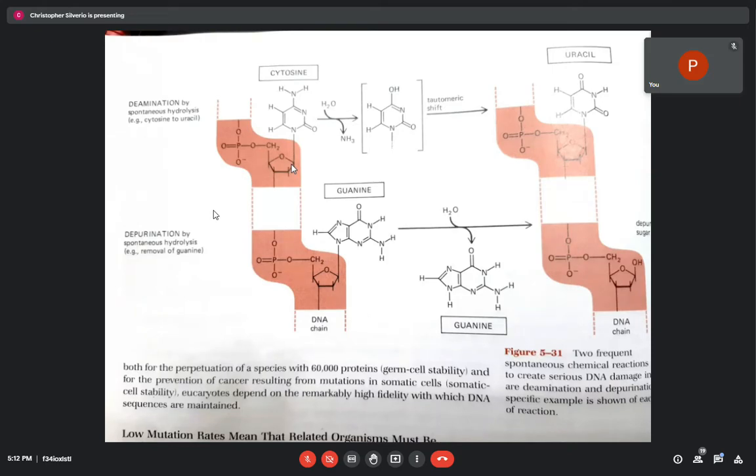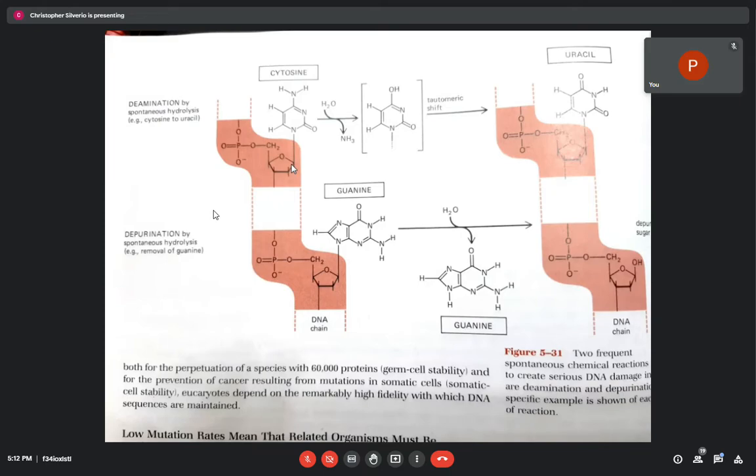By hydrolysis po, Doc. Anong mangyayari? Magre-release ako ng ammonia by hydrolysis po. Now, what happened now to the DNA? Mag-release ng ammonia, walang ammonia dyan. Anong mangyayari ngayon sa DNA?